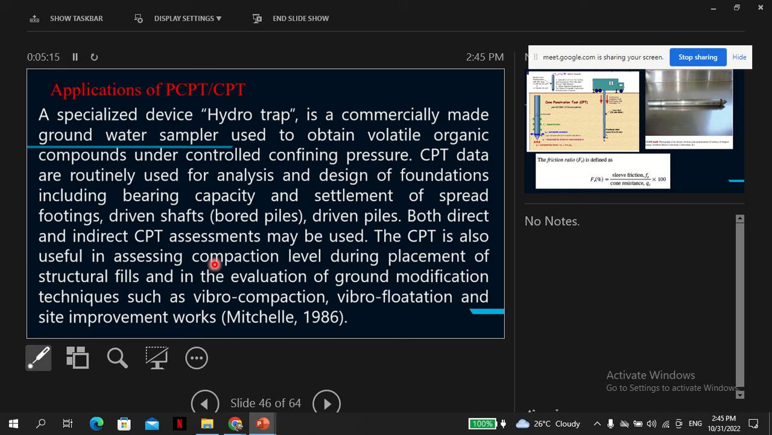CPT data are routinely used for analysis and design of foundations, including bearing capacity and settlement of spread footings, driven piles, and bored piles. Both direct and indirect CPT assessments may be used. The CPT is useful in assessing compaction level during placement of structural fills and the evaluation of ground modification techniques such as vibrocompaction and vibroflotation and site improvement.